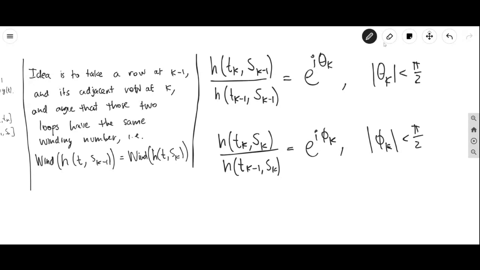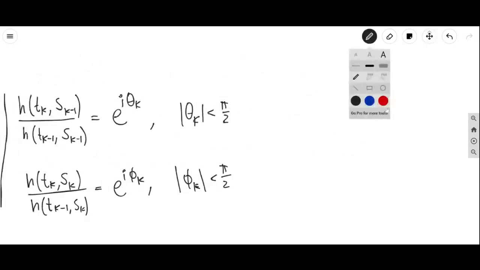Okay, we have this. And we're going to do one more thing. So let's draw this picture. Here's our picture. Let's draw this rectangle. This point is located at tk minus 1, s.